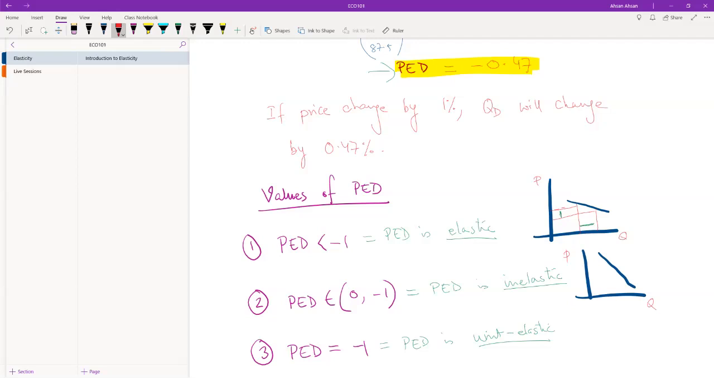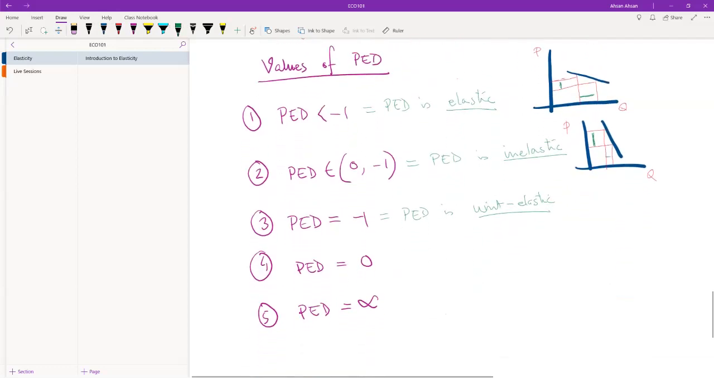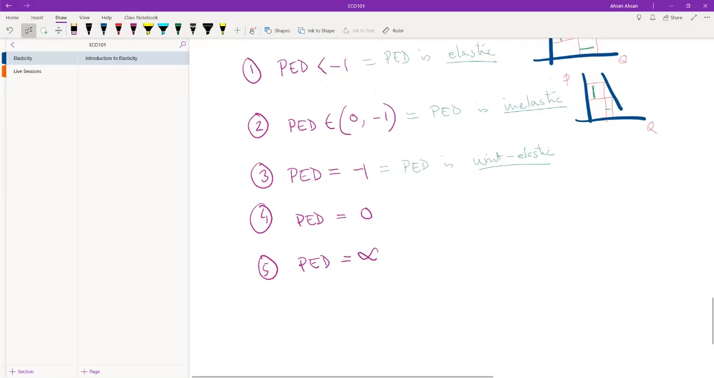But for PED inelastic, let me just redraw this. Okay, that's better. Over here, what we see is that a relatively large change in price will lead to a much smaller change in quantity demanded. Okay. So unit elastic, it's not very interesting. I'm just skating over that. Let's come to the case where PED is 0.